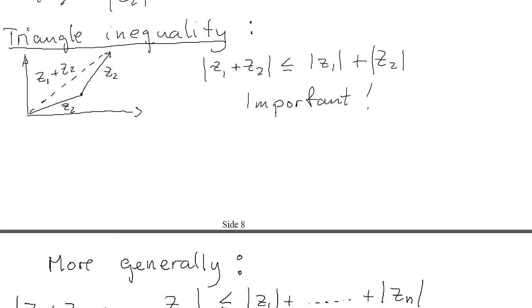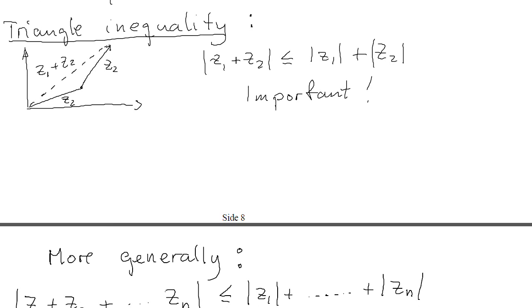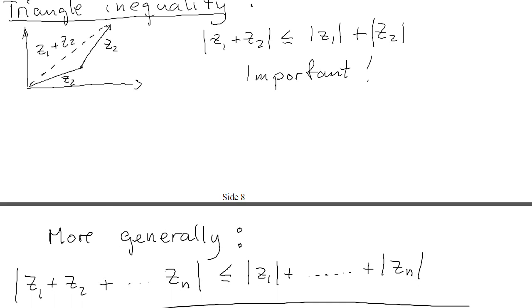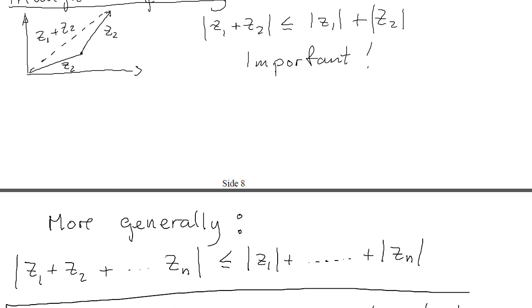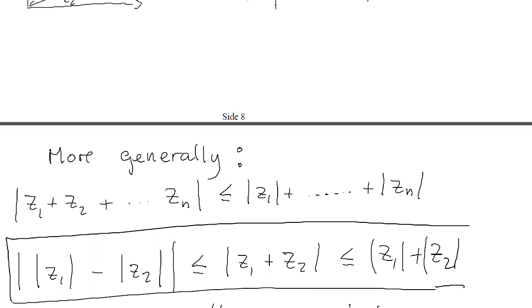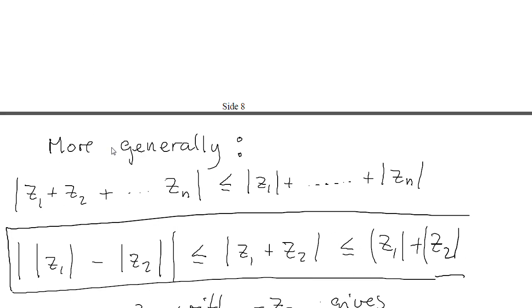The best way of proving this inequality is by direct mathematical manipulations. We are not going to go into details here, but a more general inequality is like this. We have the sum of n different complex numbers, and we take the absolute value of it, and this will always be less than or equal to the sum of the absolute value of each of these complex numbers.